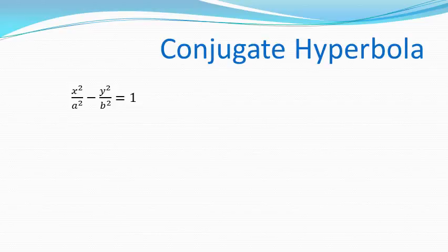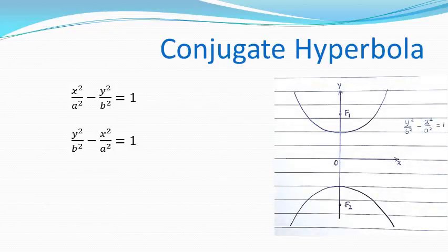So if x squared by a squared minus y squared by b squared equals 1 is a given hyperbola, then its conjugate is y squared by b squared minus x squared by a squared equals 1. And the conjugate hyperbola is drawn like this. It's vertically aligned, and the foci also lie along the y-axis. If E1 is the eccentricity of the original hyperbola and E2 is the eccentricity of its conjugate, then we have this relation: 1 divided by E1 squared plus 1 divided by E2 squared is equal to 1.